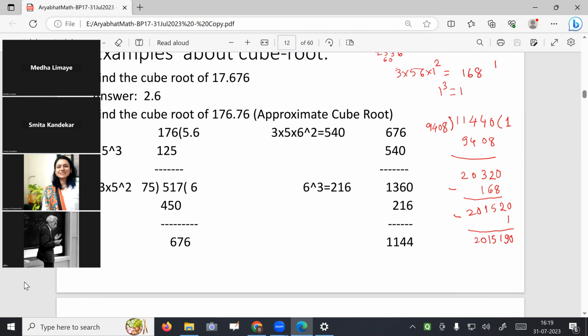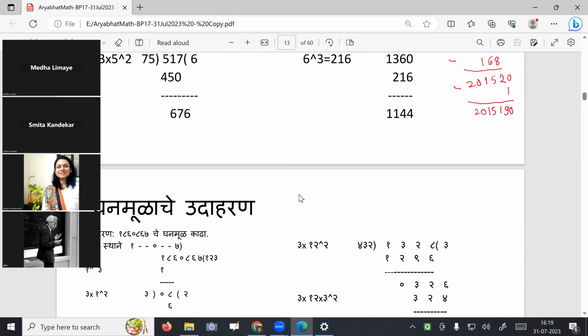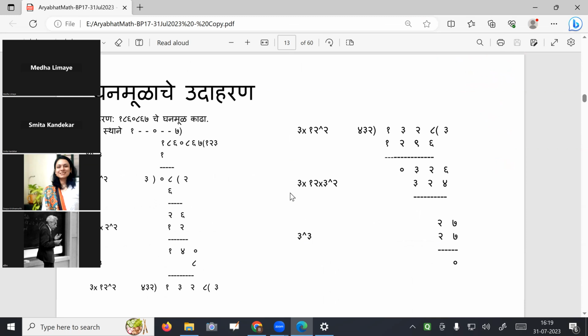So now here again we see that the decimal point etc. is not very important here. Okay. So this is the same. This is a larger example.